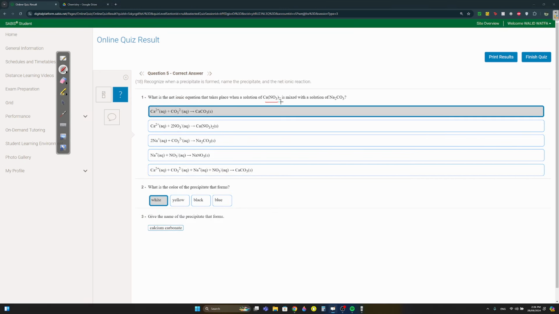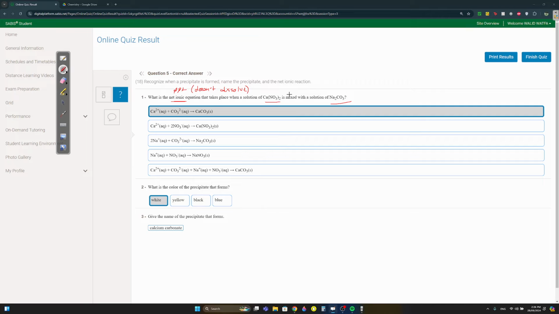Okay, if you mix this with this, what's the net ionic? Whenever they say net ionic, then they want the precipitate. And when they say precipitate, it's one that doesn't dissolve, because sometimes it's going to form a precipitate that does dissolve. We don't care if the precipitate dissolves, because then it won't really be a precipitate, it will be dissolved. We care if it doesn't dissolve. That's when you would actually see the precipitate.